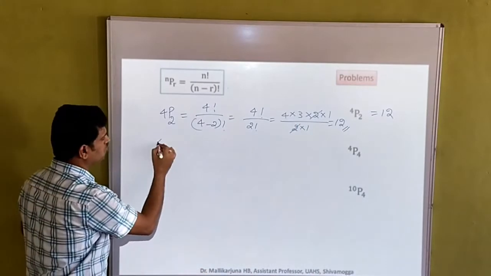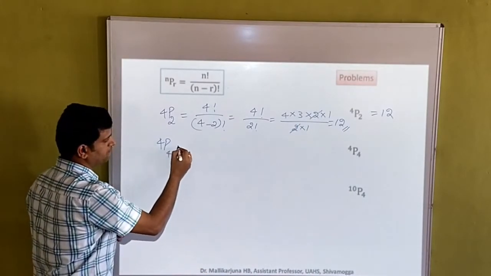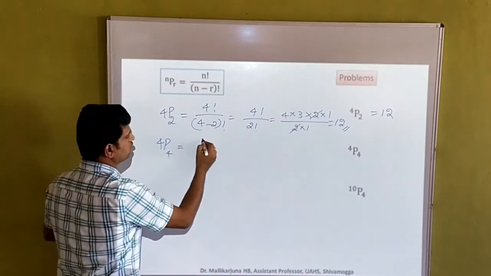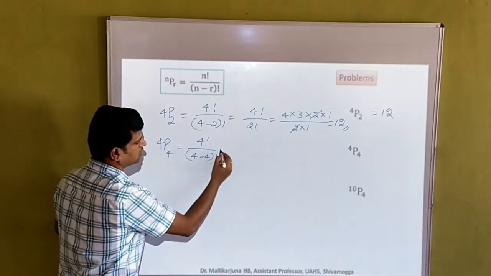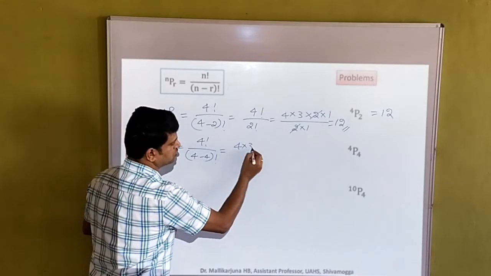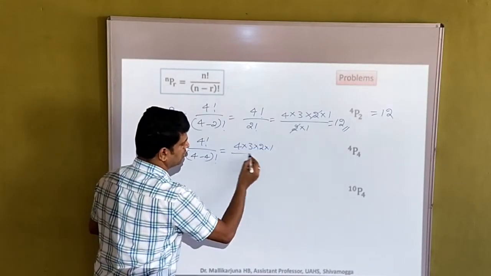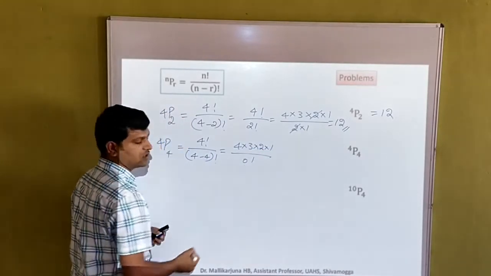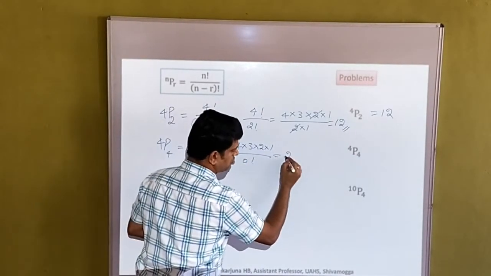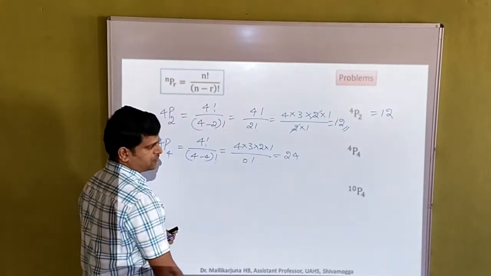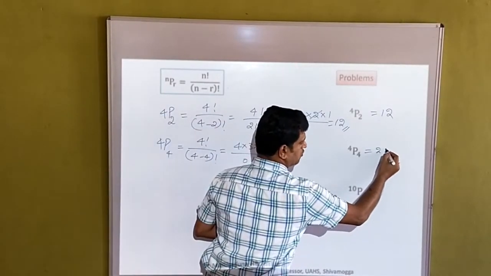Then 4P4, 4 factorial divided by 4 minus 4 factorial, 4 into 3 into 2 into 1, divided by 0 factorial, which is 1. So here 24. So 4P4 is equal to 24.